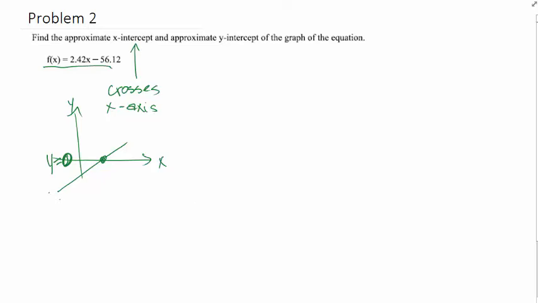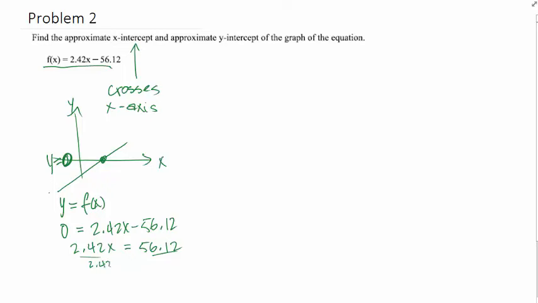We're going to set y equal to 0, and we also should know that y is equal to f of x. By setting y equal to 0, we have 0 is equal to 2.42x minus 56.12, and we'll add 56.12 to both sides, and then we will divide by 2.42 on both sides.